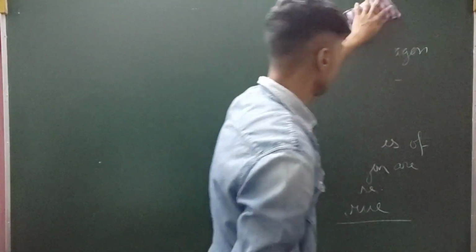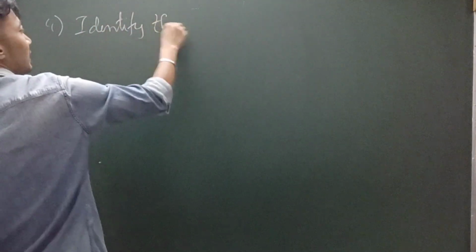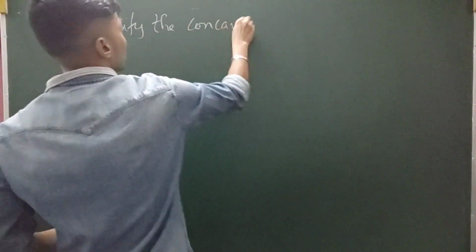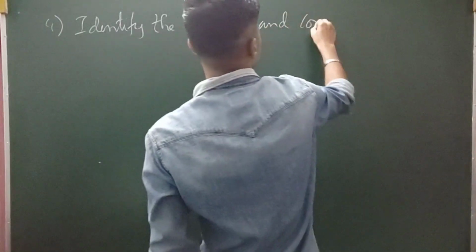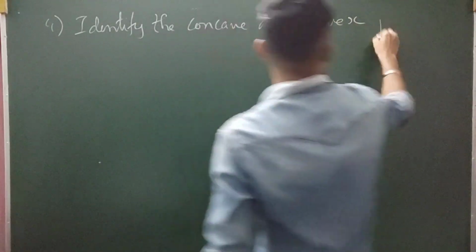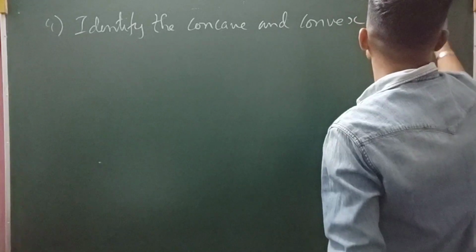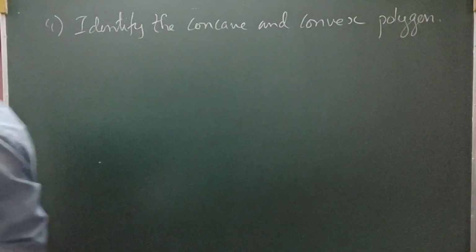So one last question that we will be doing. That is number 4. That is identify. This one I'll just write. Identify the concave and convex polygons. Let's just do it quickly. I've written the question in short order.